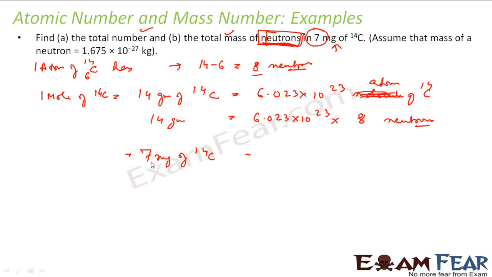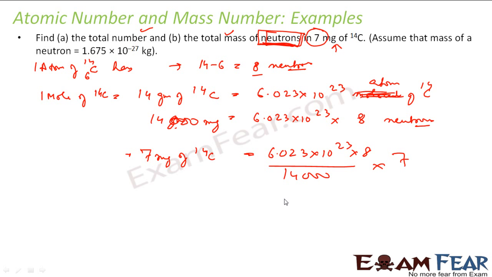This is gram, this is milligram. So let's convert this into milligrams. This becomes 14,000 milligram. So 14,000 milligram has this many neutrons. 7 milligram will have how many neutrons? Very simple math. We'll do 10 to the power 23 into 8, divide this by 14,000 and multiply by 7. Correct? And if you solve this, you'll get the answer as 2.4092 into 10 to the power 21 neutrons. So the number of neutrons in 7 milligram of carbon 14 is almost 2.4 into 10 to the power 21.